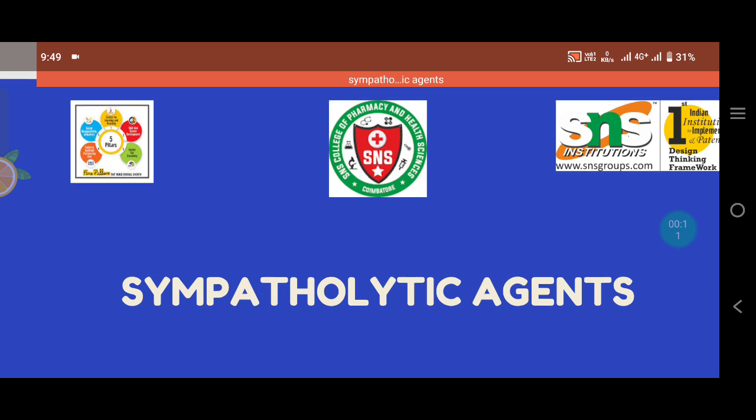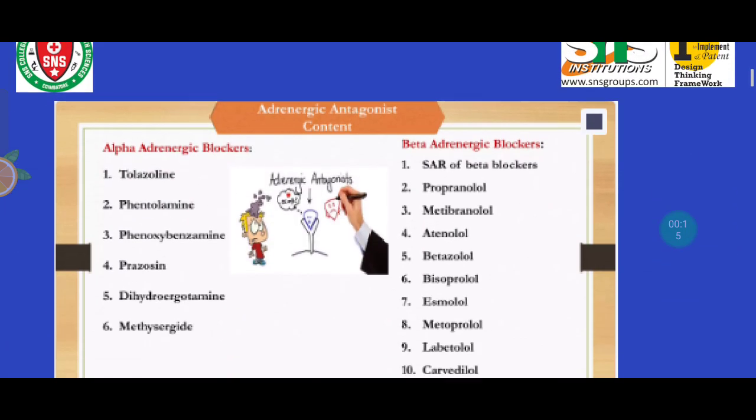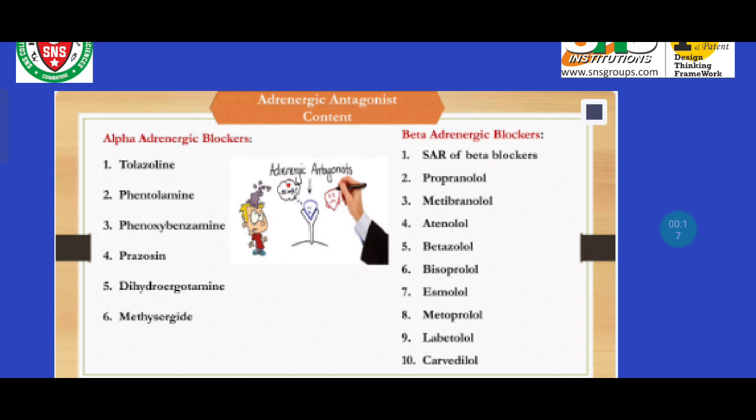Today we are going to see what is meant by sympatholytic agents. Before going into the content, we will see what topics we are going to cover. They are alpha adrenergic blockers and beta adrenergic blockers. In the alpha adrenergic blockers, we are going to see 6 types of drugs: tolazoline, phentolamine, phenoxybenzamine, prazosin, dihydroergotamine, methotrexate.